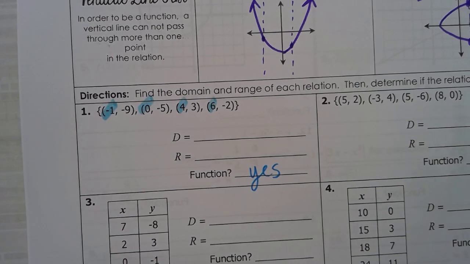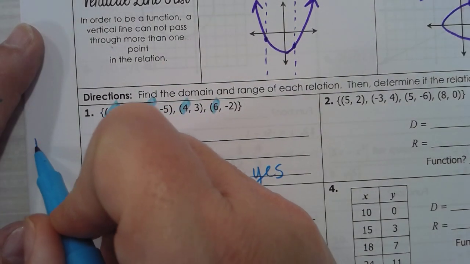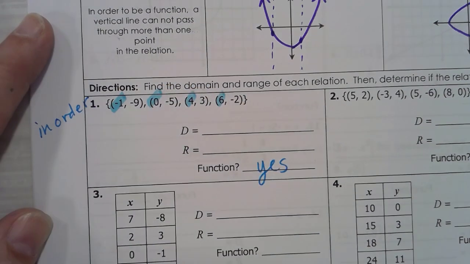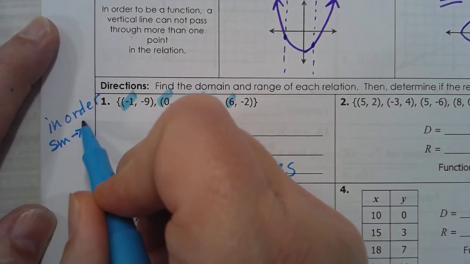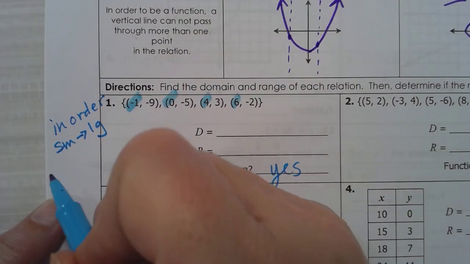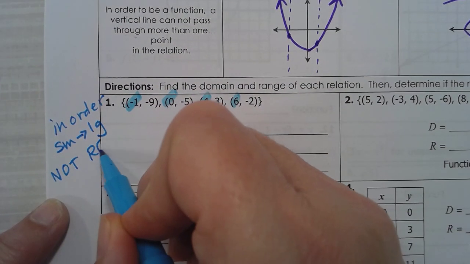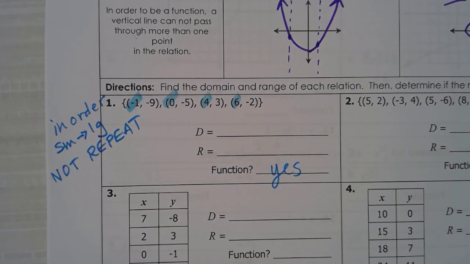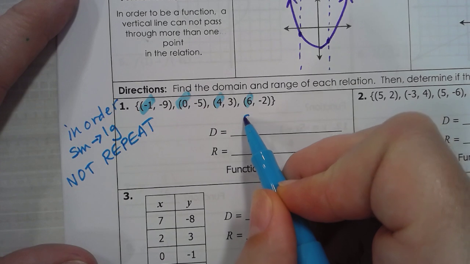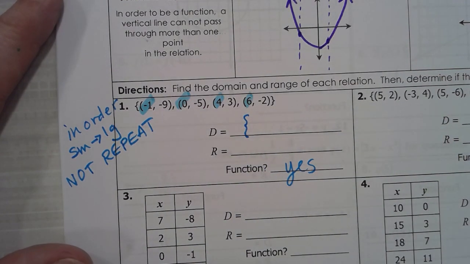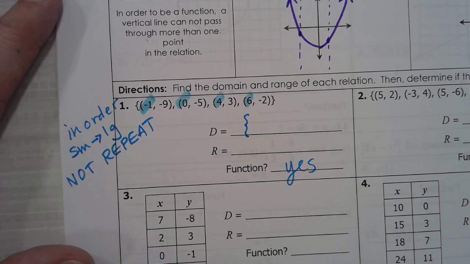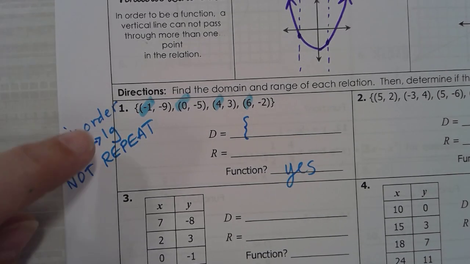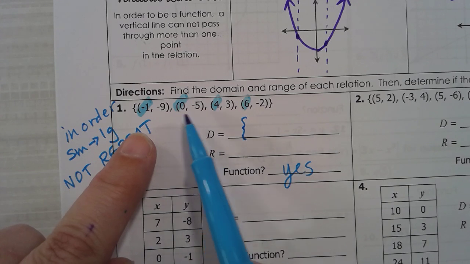Now that we have that, we're going to write out the domain. Here are the rules for writing domain when they are just numbers. You are going to put them in order from small to large. And you are not going to repeat any numbers. So if you have a 7 that is listed more than once, you're literally just going to write it one time. So we do these little squiggly brackets. If you can't make it, literally just make a little squiggle. It's cool. Our domain values are -1, 0, 4, and 6.